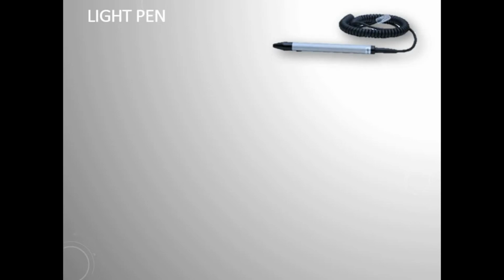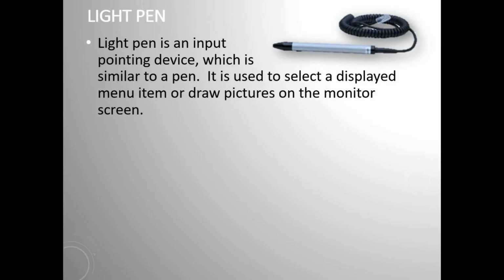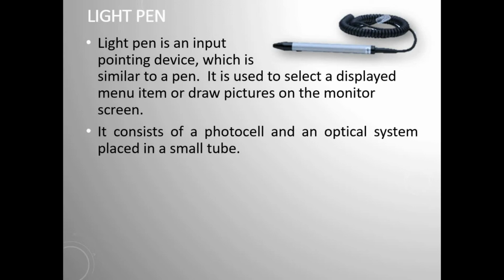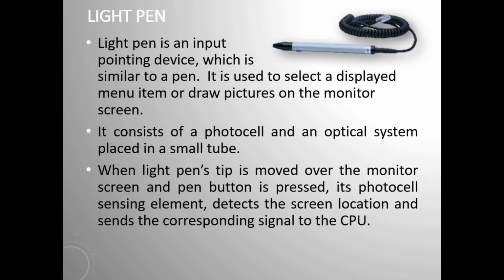So next we have light pen. Light pen is an input pointing device which is similar to a pen. It is used to select a displayed menu item or draw images on the monitor screen. It consists of a photocell and an optical system placed in a small tube. When the light pen's tip is moved over the monitor screen and the pen button is pressed, its photocell sensing element detects the screen location and sends the corresponding signal to the CPU.